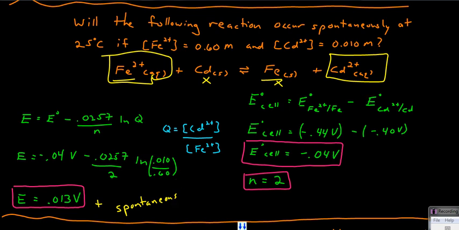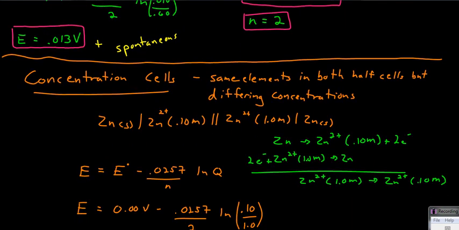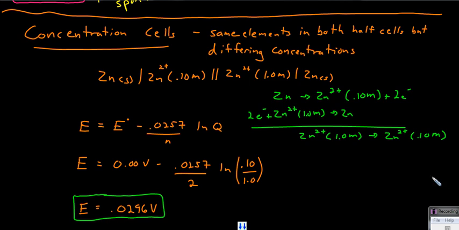Now, another problem, kind of a little different though, is concentration cells. Those are cells that have the same elements in both half cells, but the half cells are of differing concentrations of that element, and so the cell can be driven spontaneously. It can have a positive voltage just by the difference in the concentrations of your compound.